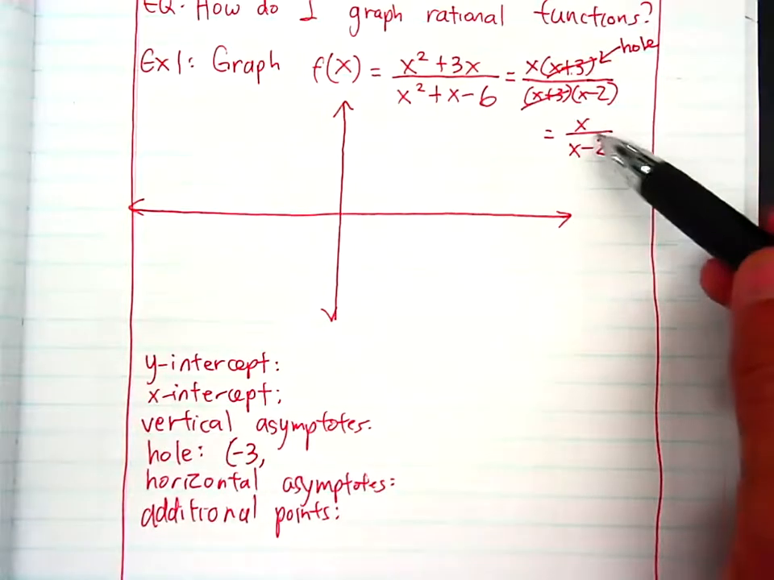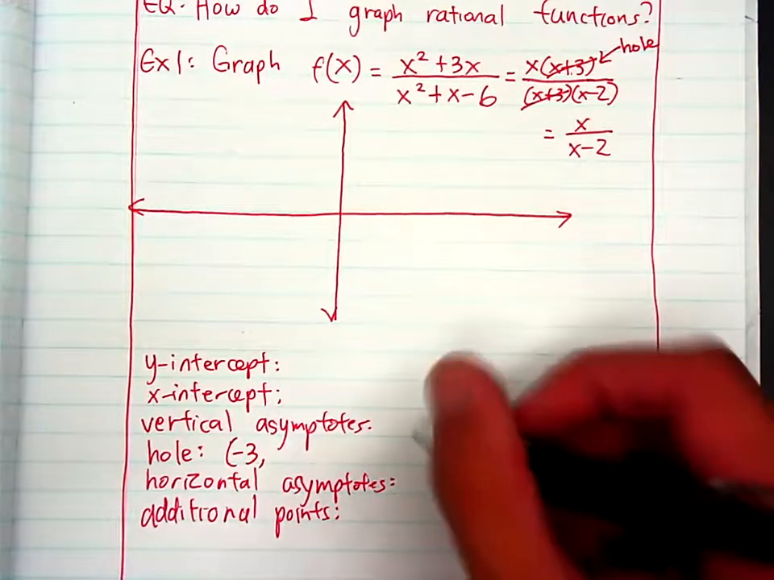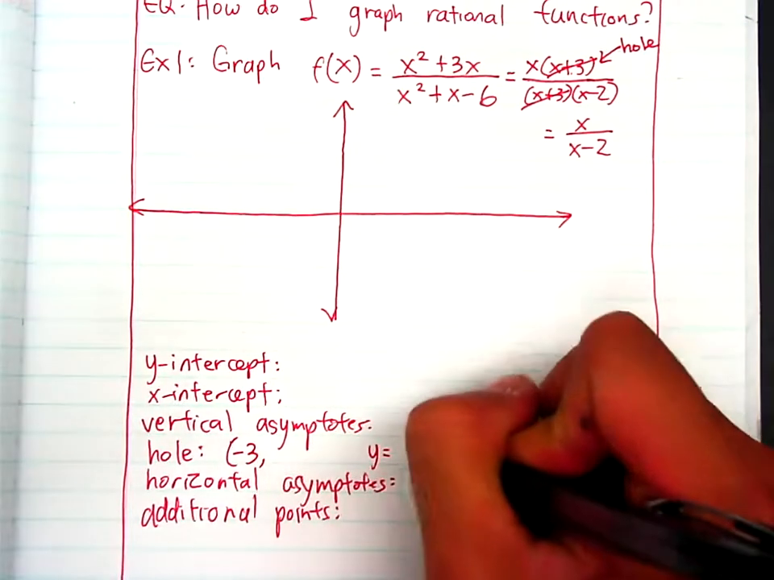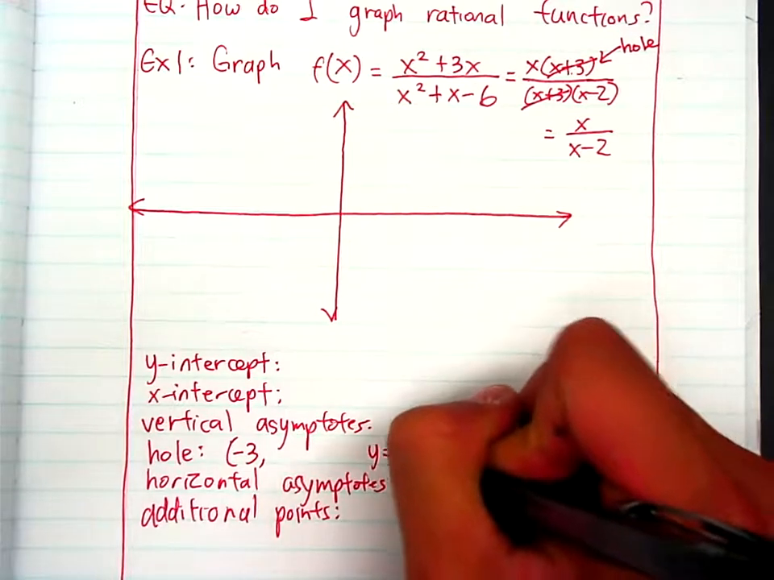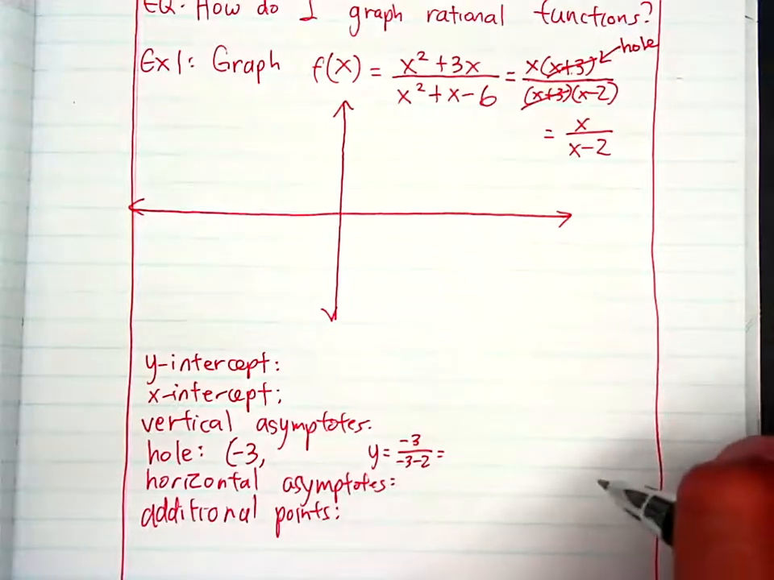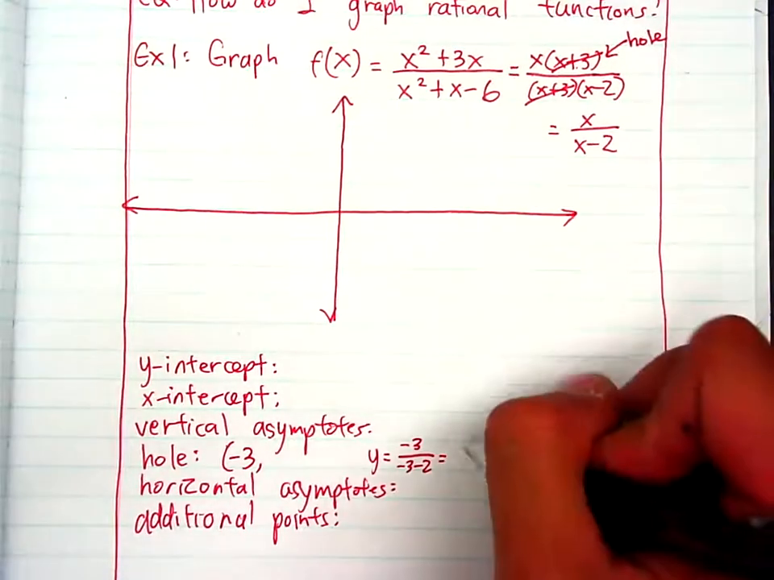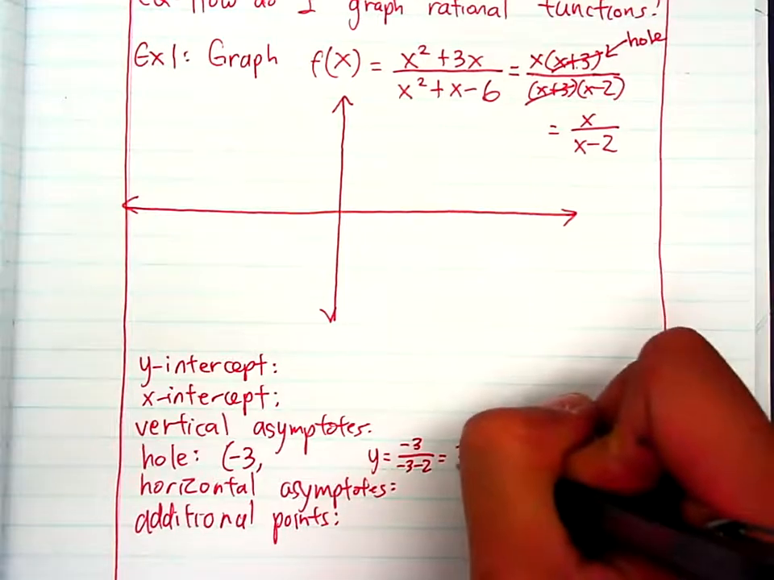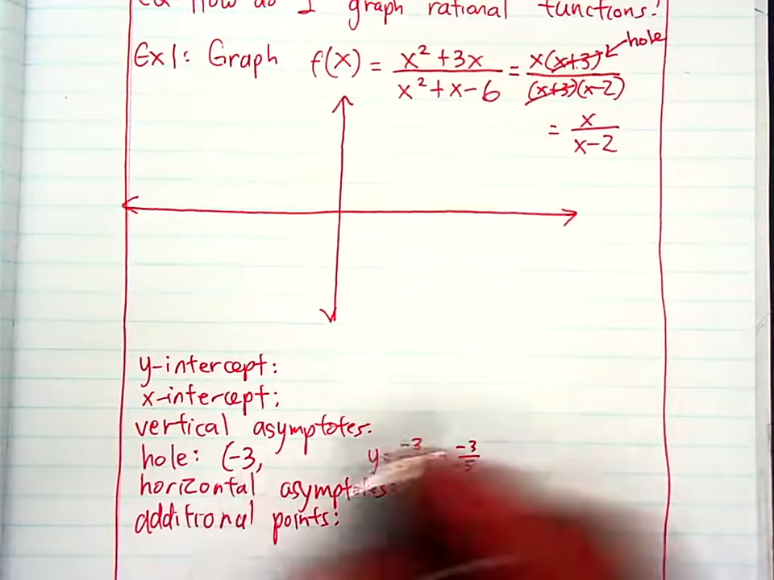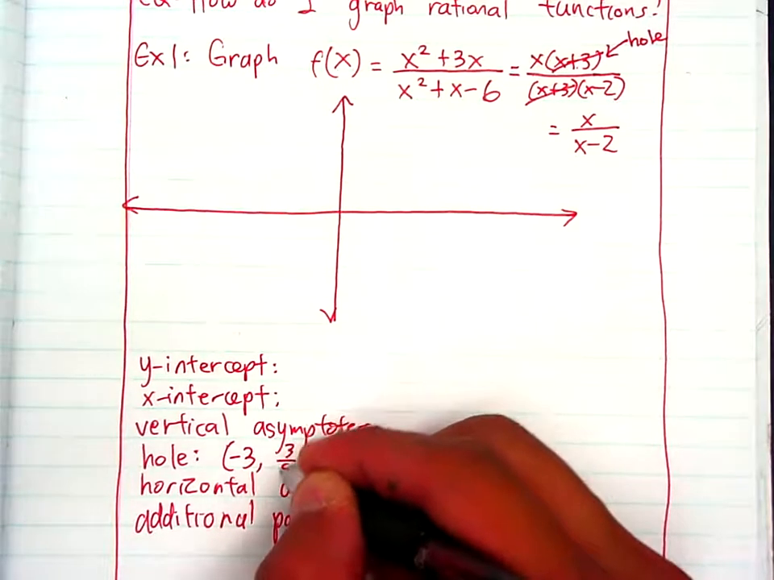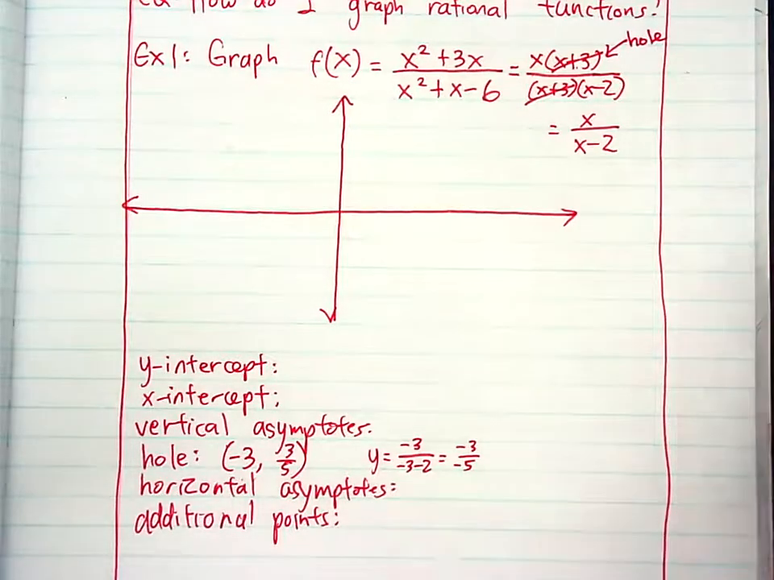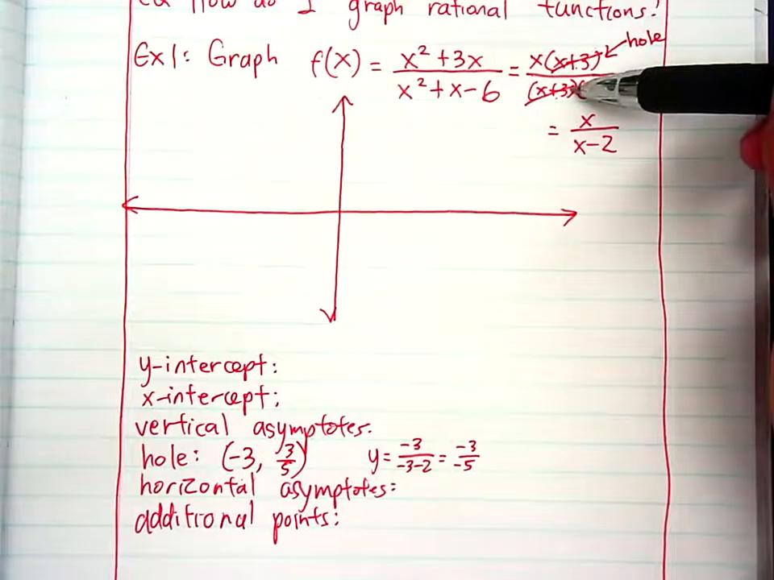And then I'll have to plug in negative 3 here to find out what the y value is. So I'm going to do it off to the side. It'll be y equals negative 3 over negative 3 minus 2. And that'll turn into negative 3 over negative 5, which is 3 over 5. So my hole is at negative 3 comma 3 over 5. Okay, so now I know I have a hole at negative 3.